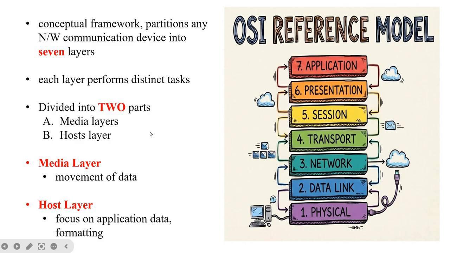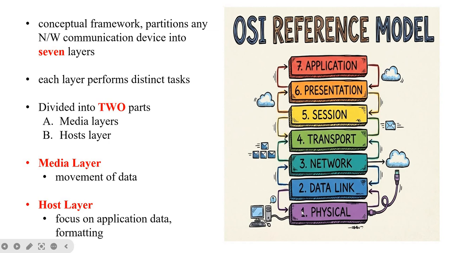So here the OSI model is divided into two parts. That is, the first one is the media layers and the second is the host layers. The media layers are formed from the first, second, and third layers. Up to the network layer, they are the media layers, and from the transport layer onward, they are the host layers.